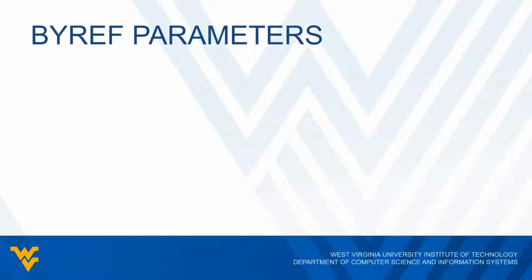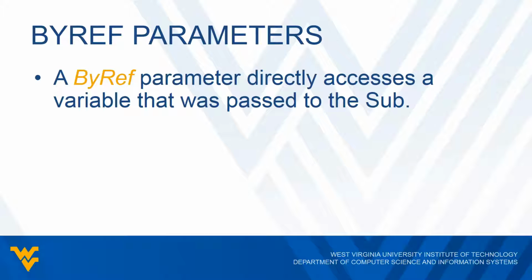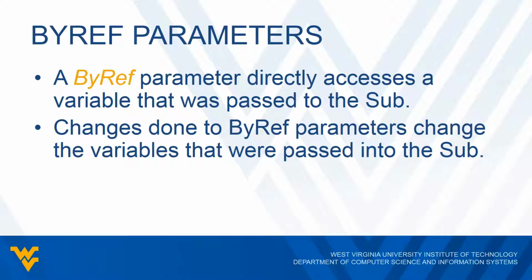Now, ByRef parameters are very different. These parameters directly access a variable that was passed to our sub. So we're no longer copying the value from the argument to the parameter. We're actually accessing the argument that was being passed. And what this means is if we make a change to the ByRef parameter in our sub, it will change the variable that was passed to the sub.